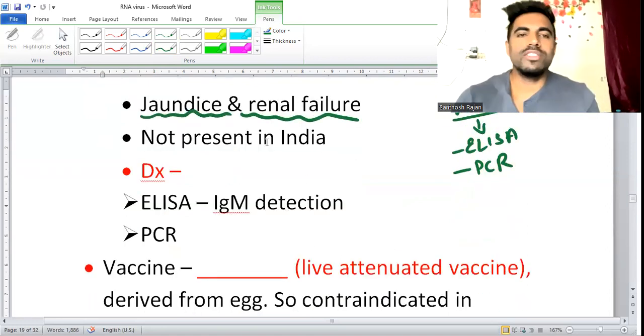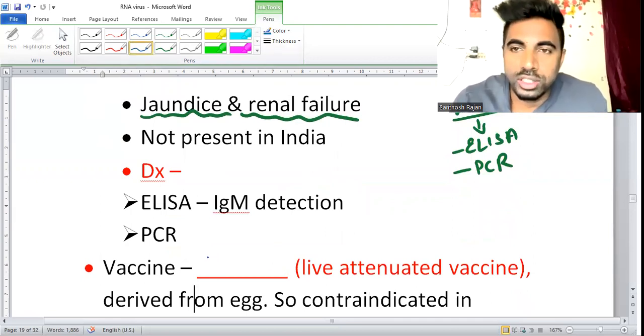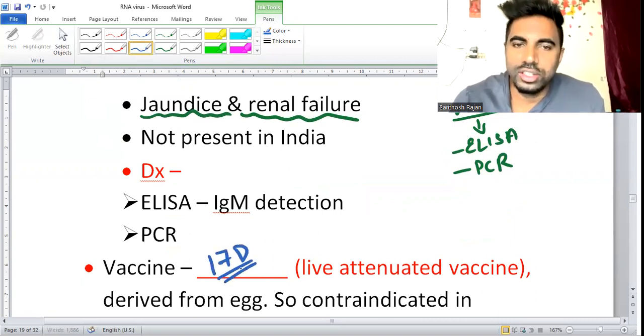So the vaccine. What is the vaccine we are going to give? Some vaccine names you must know; there is no other option. So which vaccine for yellow fever? 17D. Very good. 17D, right? You got it.